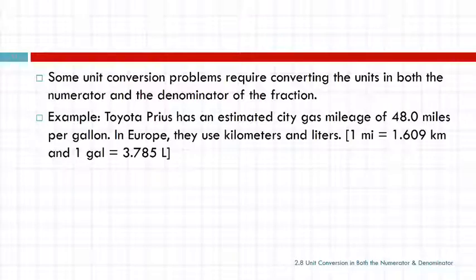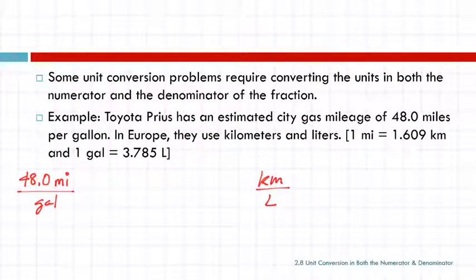Anytime you see the word per, think there's a fraction involved here. So that's 48.0 miles per gallon. We want to convert this to kilometers per liter. So we're going to have to convert the unit in the numerator, miles, to kilometers. We're also going to have to convert the unit in the denominator, gallons, to liters.